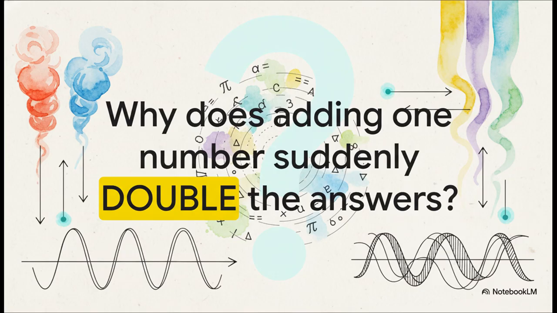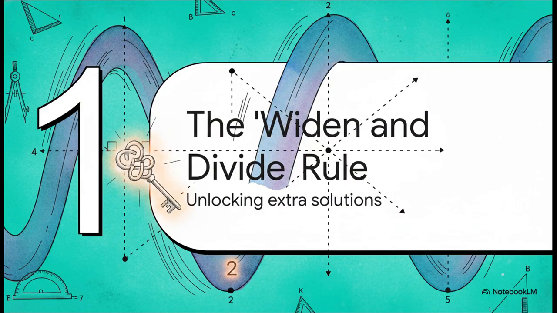When you solve the equation on the left, you get two answers between 0 and 2 pi. But when you solve the one on the right, you get 4. How is that possible? Where do those extra answers even come from? Well, the secret lies in this really simple two-part concept I like to call the widen and divide rule. It's all about understanding how that 2 completely changes the function's behavior. This is literally the key that unlocks all those extra solutions.